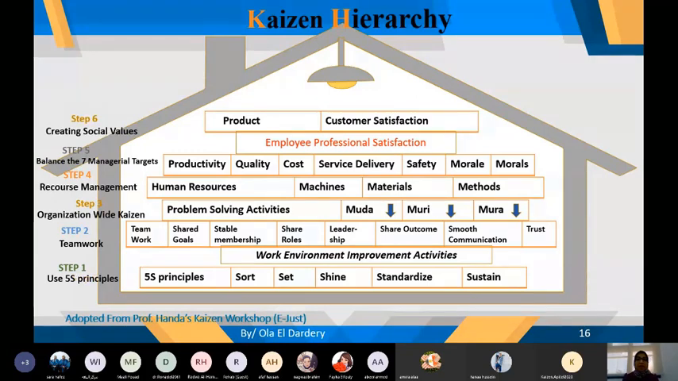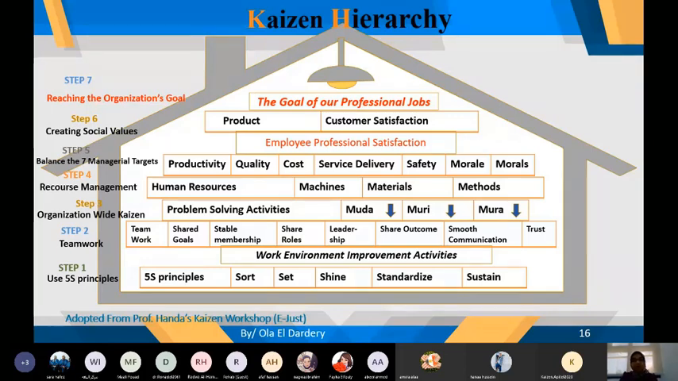Those are the social values. And then we reach the goal of any organization, whatever that is. So this is the Kaizen hierarchy. Looking at the Kaizen hierarchy, at those 7 steps of whatever organization goal would have, as we said, they are called the 7 steps of the pyramid of Kaizen.